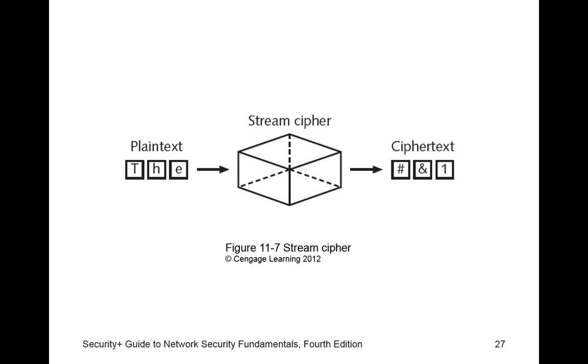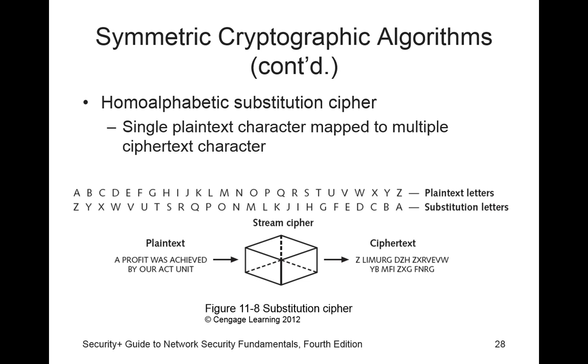The stream cipher will take "THE," do it, and comes out as ciphertext. So what you get is you have your plaintext letters, and your substitution letters are the ones backwards. So "a profit was achieved by our ACT unit." And there you go.